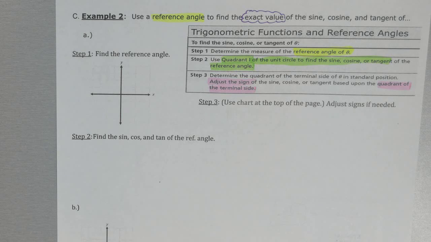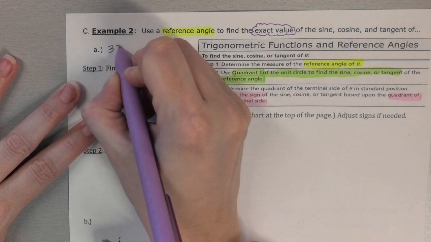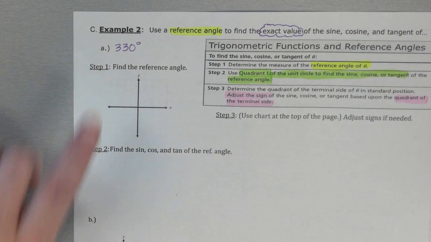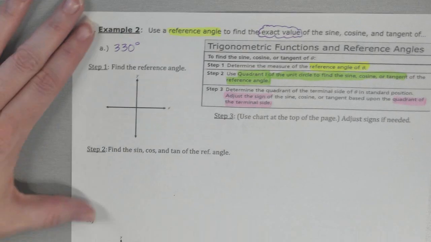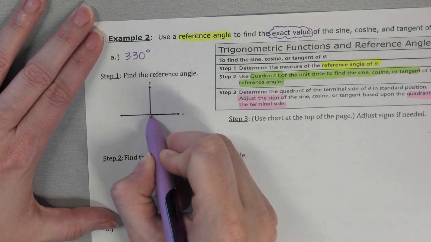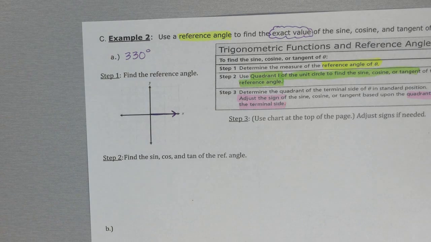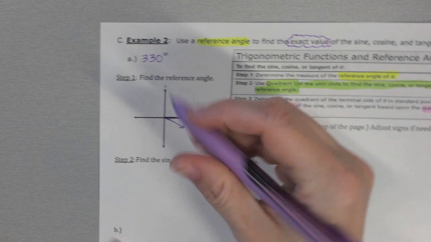All right, so for A, you have to do these steps for 330 degrees, okay? The first thing we're going to do, step 1, is I just want you to graph 330. Okay, so we did that in 10.2. You guys feel like you can do that, the 330? Okay, so start at the initial side, and then 330 is going to be in what quadrant? Quadrant 4. Okay, and it's going to look like this.